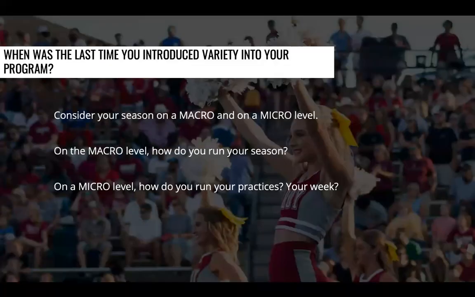When was the last time you introduced variety into your program? Let's consider your season on a macro and on a micro level. On the macro level, how do you run your season? Do you provide certain areas of emphasis and priorities early on versus later in the season? And on a micro level, how do you run your practices? Or even how do you structure your week?